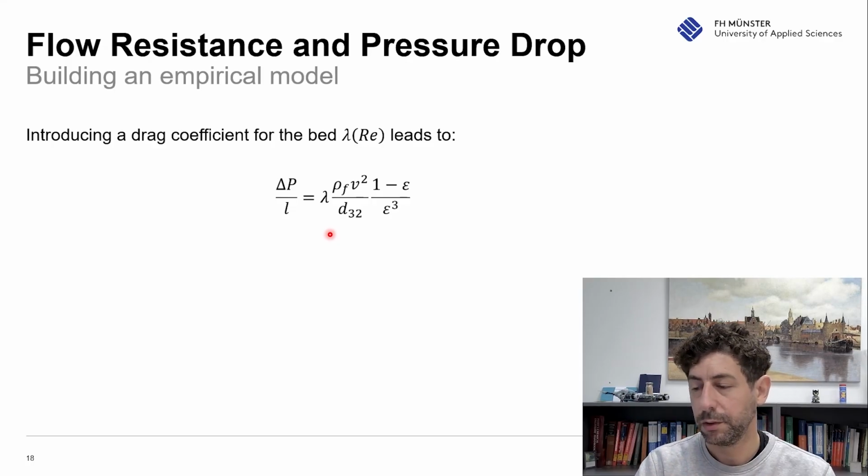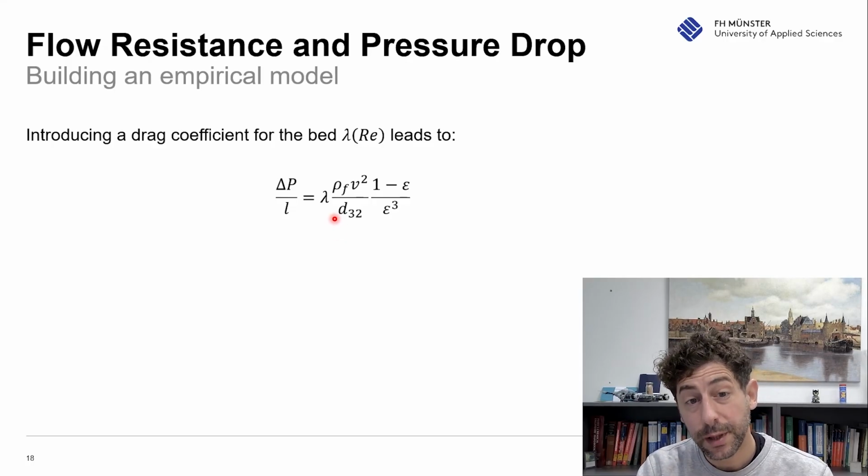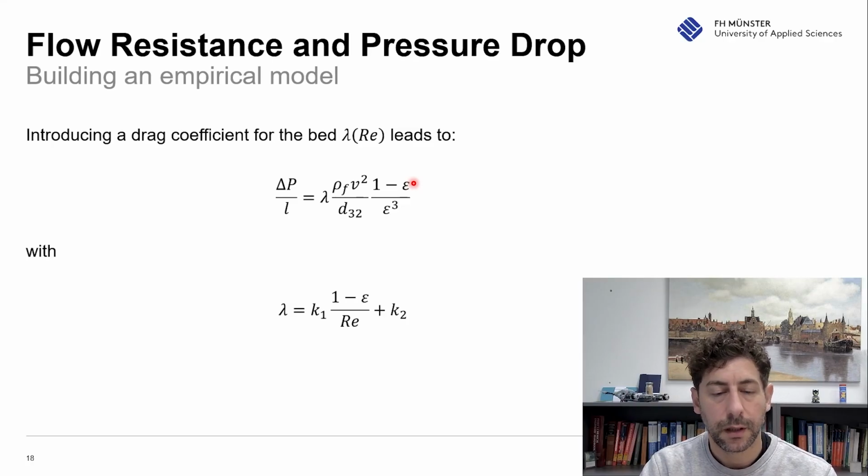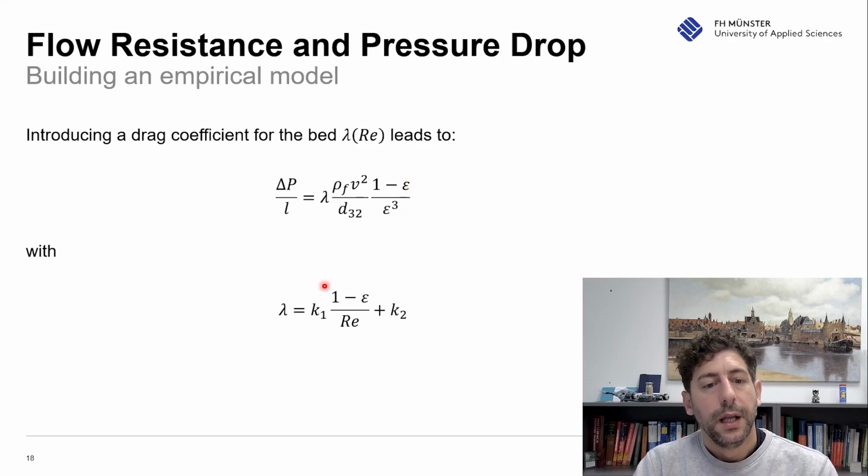So now there is no explicit friction and pressure. There is friction and pressure because in lambda we have K1 and K2, but if lambda has this shape with the Reynolds number, the full equation strongly simplifies, especially if you know this number. And then we have a very nice simple equation where the pressure drop is dependent on the density of the fluid, the velocity, the size of the particle, and the porosity of the bed.